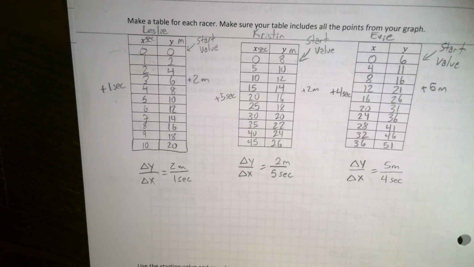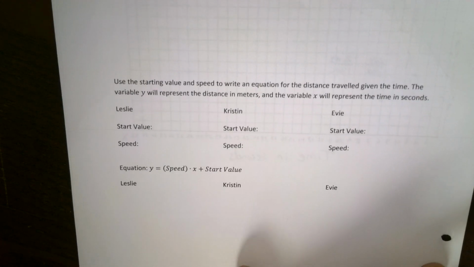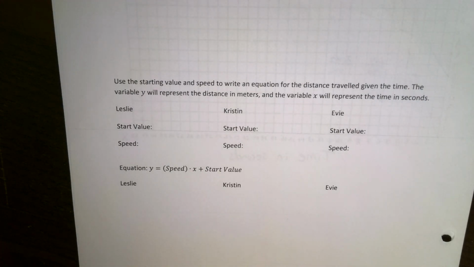All right, so now let's go down to the bottom part here. We had mentioned in the first video that we're going to look at 3 things. We're going to look at the graphs, we're going to look at the tables, and now we're going to look at the equations. So let's write down what we know about each of the racers.